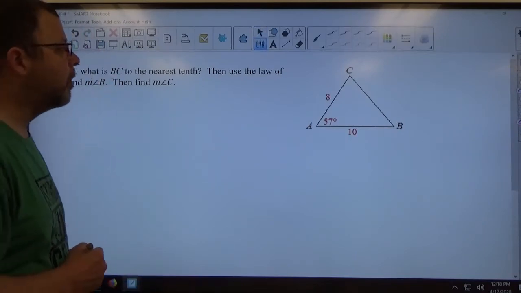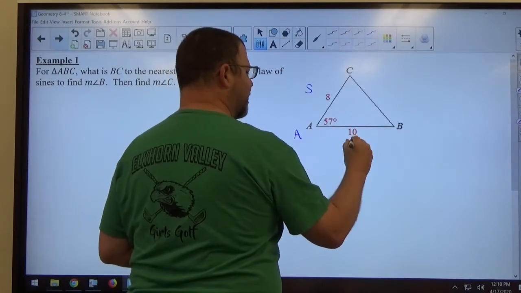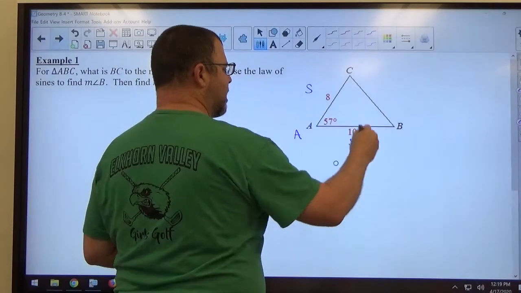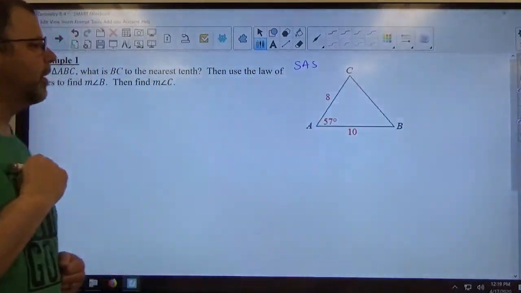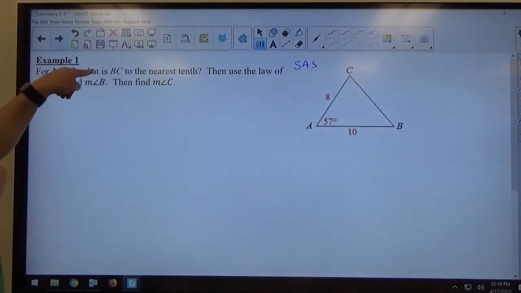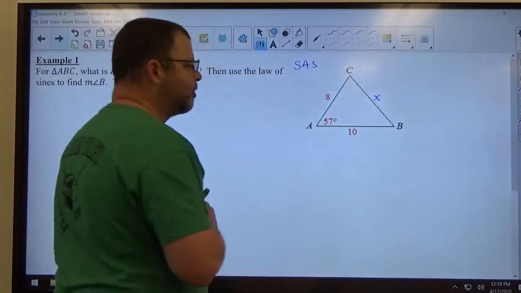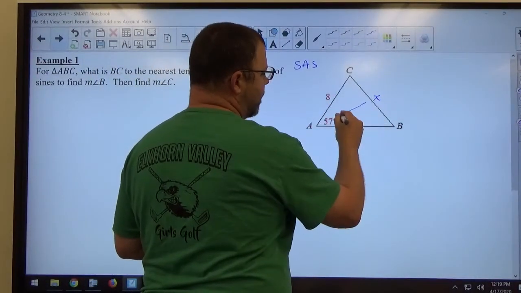But given this problem, I've got a side, I've got an angle, I've got a side. So this is a side, angle, side setup. And since it's side, angle, side, I have to use law of cosines to begin with. It says, what is BC to the nearest tenth? I'm just going to call BC x, just to give it a name. And you'll notice that x, the side we don't know, is opposite 57 degrees.